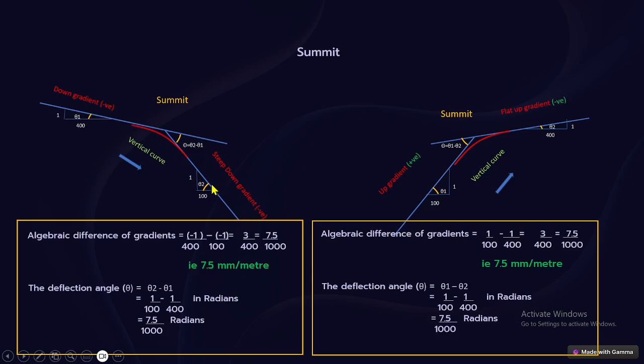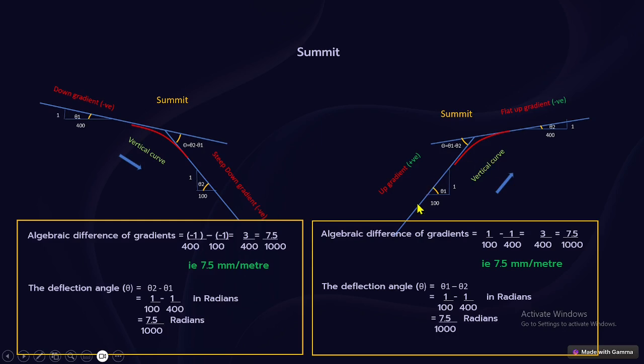How does it come? You can just work it out. So parallel, the full angle is theta 2, minus this angle will give you the theta. Okay. That's what we made. So if we do it, almost the same value will come: 1 by 100 minus 1 by 400 in radians, then 7.5 divided by 1000 will come. Okay, this is the way you have to do it.